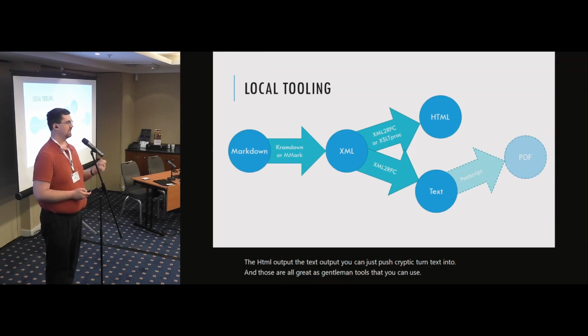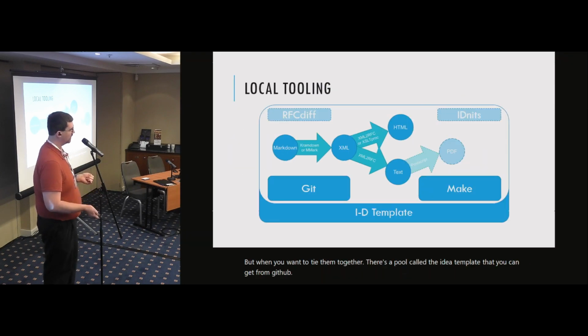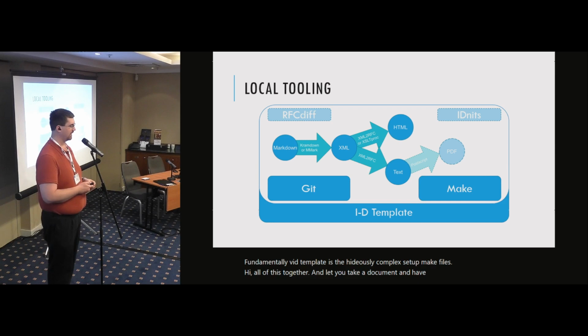But when you want to tie them together, there's a tool called the ID template that you can get from GitHub that just wraps them all up and uses a Git repo. And fundamentally, the ID template is the hideously complex set of makefiles that tie all of this together and let you take a document and have it spit out all the right things.